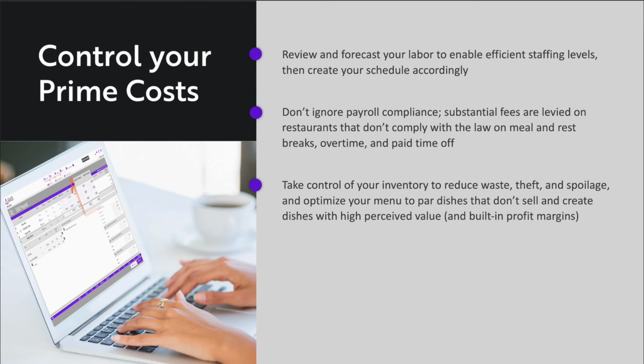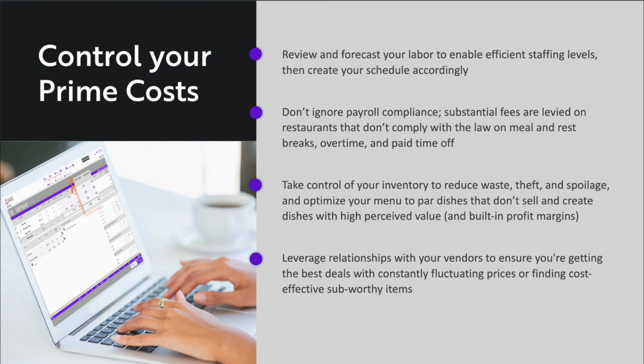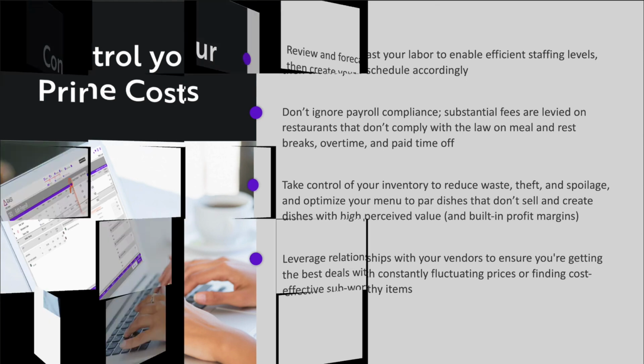The next is to take control of your inventory to reduce waste, theft, and spoilage, and to optimize your menu to pare down dishes that don't sell and create dishes with high perceived value and built-in profit margin. The last is to leverage relationships with your vendors to ensure you're getting the best deals with constantly fluctuating prices, or finding cost-effective, comparable items.